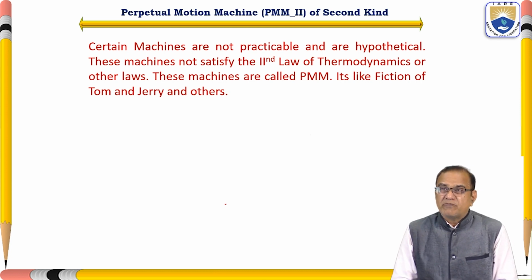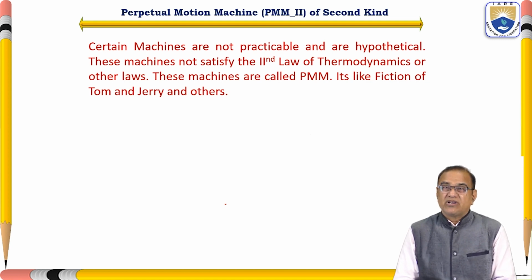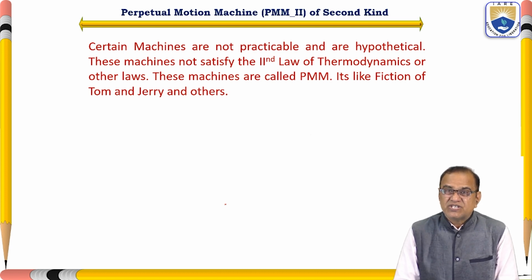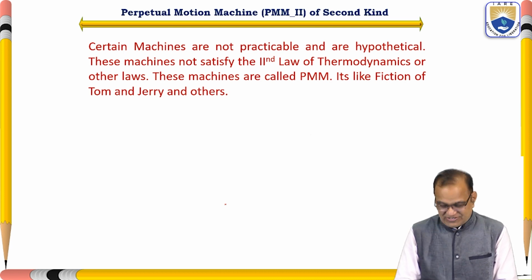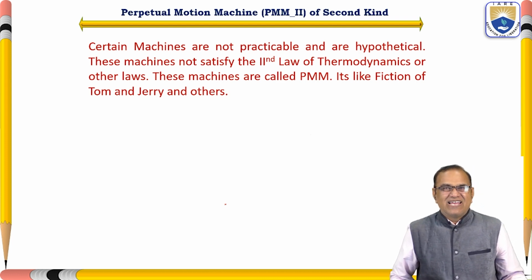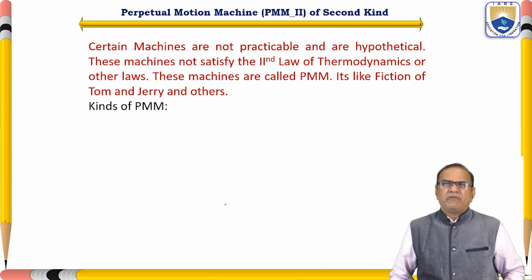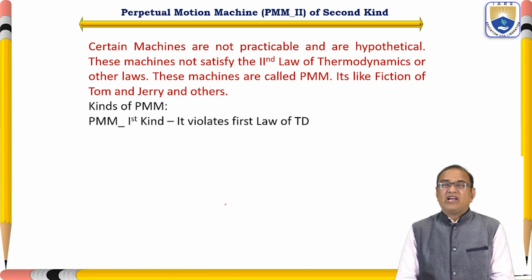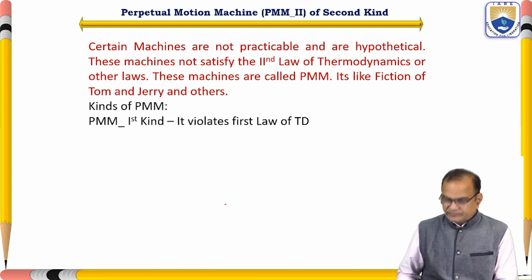Certain machines are not practicable and are hypothetical. These machines do not satisfy the second law of thermodynamics or other laws. These machines are called perpetual motion machines. It's like the fiction of Tom and Jerry, or like Jurassic Park, the kind of movie you see. These are perpetual motion machines. We have the PMM of the first kind. It violates the first law of thermodynamics.